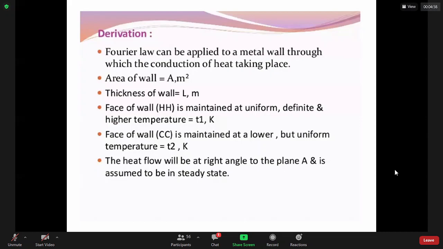So the cold surface, after the heat has gone through a length L, is what we've called CC. That one is maintained at a lower but uniform temperature, which is T2, also given in Kelvin. The heat flow will be at right angles to the plane A and is assumed to be in a steady state.